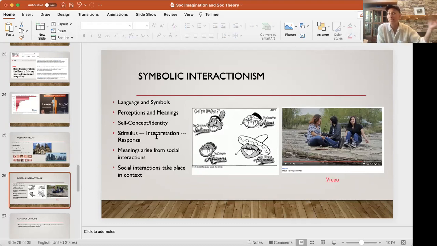So the object, the stimulus may not change, but our interpretation may change, and that shapes the response. So the meanings that we have come from social interaction, the groups that we belong to, the social world that we belong to. Nothing has any inherent meaning, but it's meaning that we give things based on context.